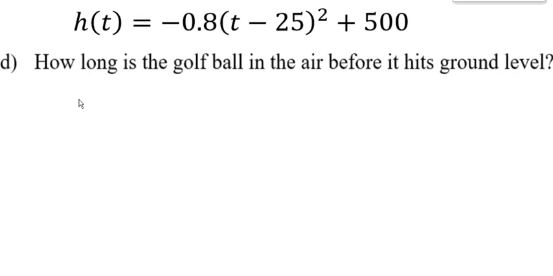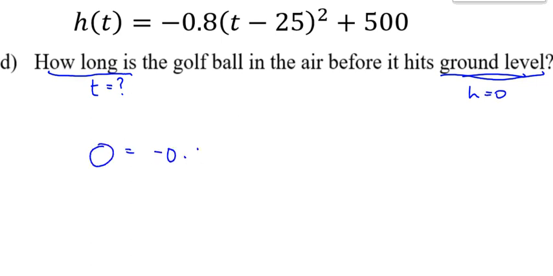And then finally, we have part D. How long is the golf ball in the air before it hits ground level? So again, how long is it in the air is asking me to find t. And ground level, well, ground level is when the height is 0. So I'm going to now make the height 0 and solve for t. So I'm going to have to do some careful algebra here to solve for t, because I'm not just doing order of operations, I'm isolating a variable, which means I need to take everything that's happening to this t variable and make sure that it's on the other side.